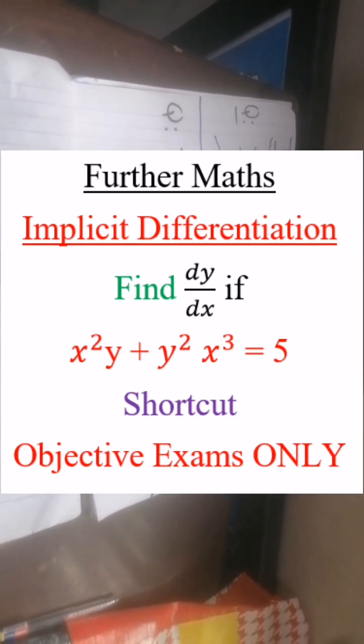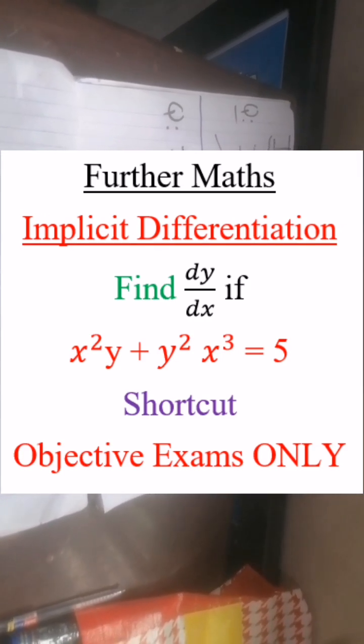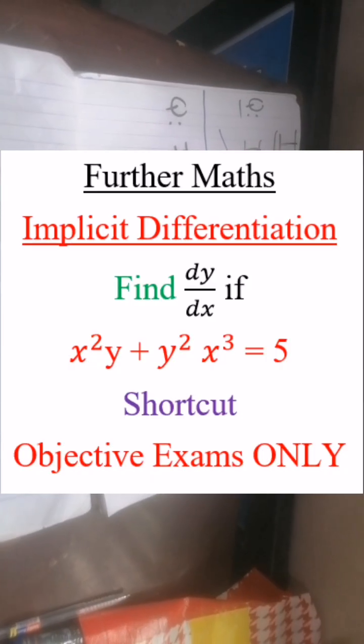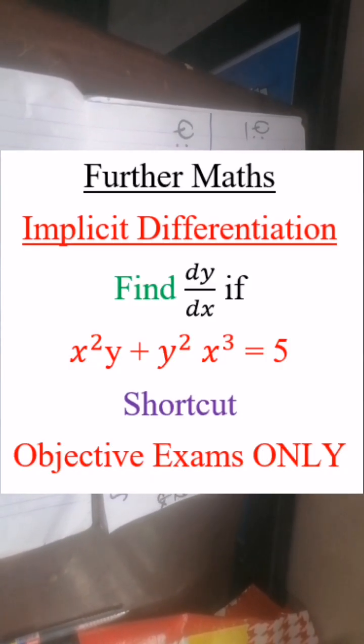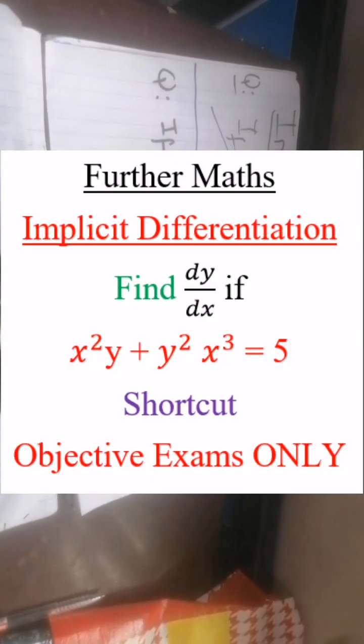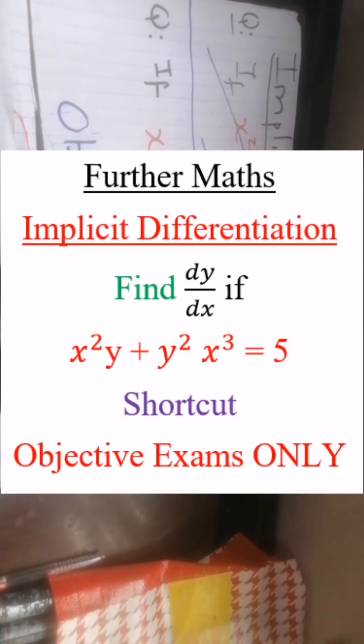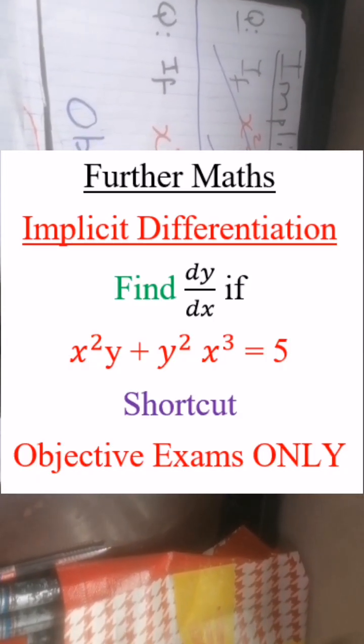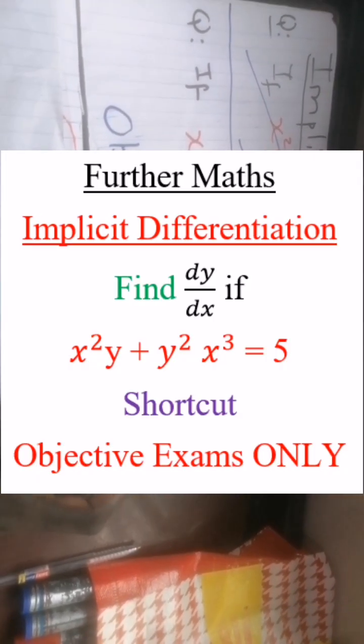Today, I want us to solve a question, and that question is based on a topic called implicit differentiation. Okay, this is the question. If x squared y plus y squared x cubed is equal to 5, find dy/dx.